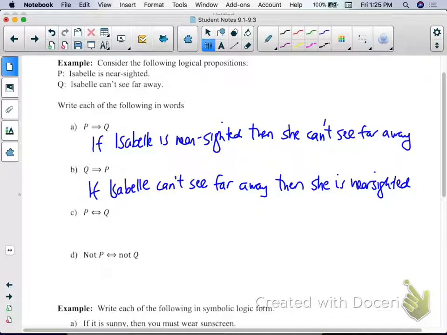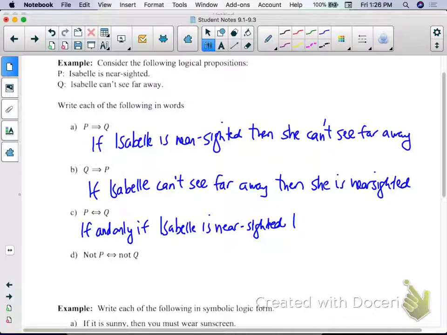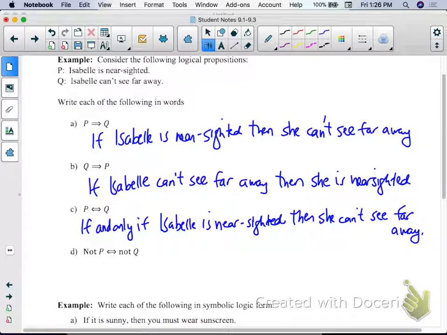So that's our if and only if. So I'm going to write it out in this case, but in the next one I'm going to use the shortcut IFF. If and only if Isabel is nearsighted, then she can't see far away. Now, sometimes that statement can sound kind of funny. I talked to Miss Cameron about it because I was concerned, and she said sometimes it does, not to really let it bother you.